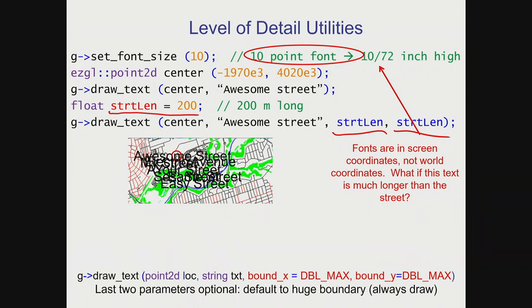So what EasyGL does is it figures out how big this text is, and then it compares it to that size in your current coordinate system. So that naturally takes into account how zoomed in and zoomed out you are.